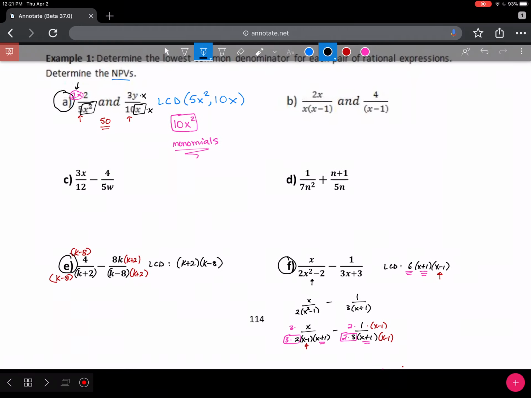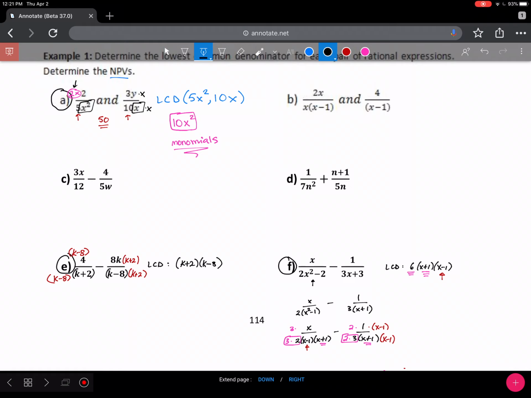Now just a quick review on non-permissible values. Remember, when you have x or any variable in a monomial by itself, you're going to have that variable not 0, so in that case x not 0. When they're binomials, you simply just do the opposite of what the term says. So a k plus 2 would have an opposite, which would be negative 2. A k minus 8, the opposite would be a plus 8.